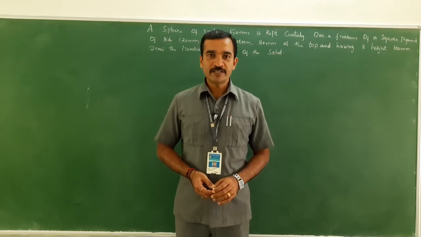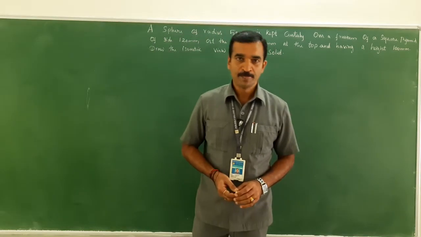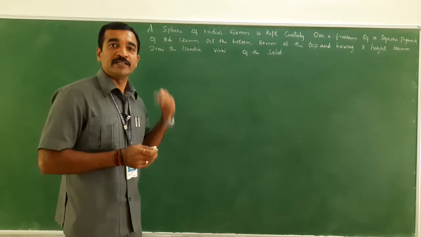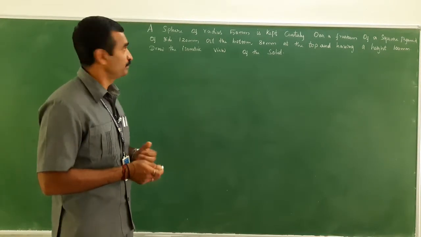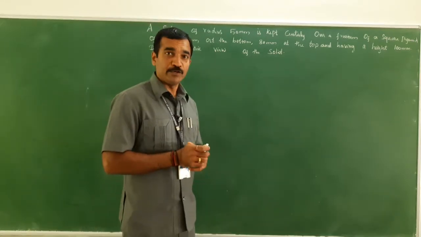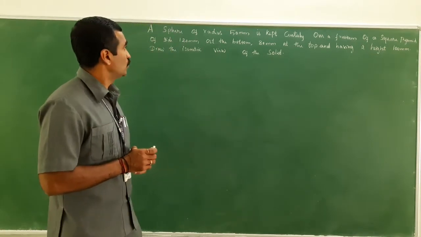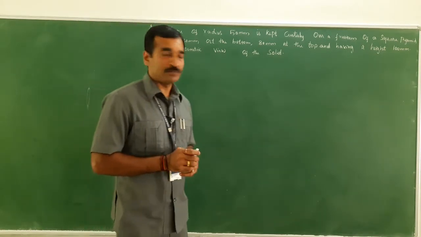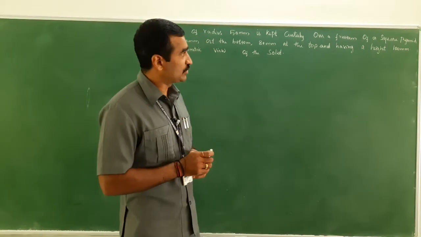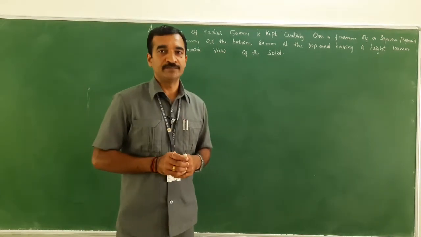Very good morning, students. For this lecturing video session, I am going to solve a problem from isometric projection. Let me just read out the question and make you understand what has been given here and what needs to be drawn. A sphere of radius 50 mm is kept centrally over a frustum of a square pyramid of side 120 mm at the bottom, 80 mm at the top, and having a height 100 mm. Draw the isometric view of the solid.